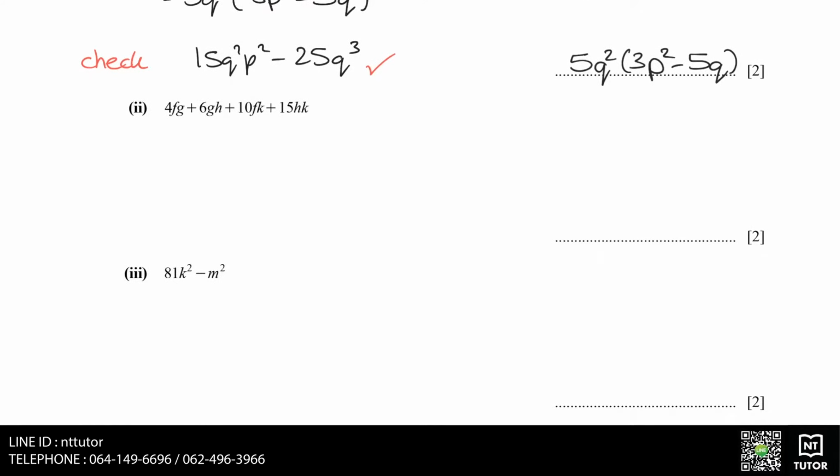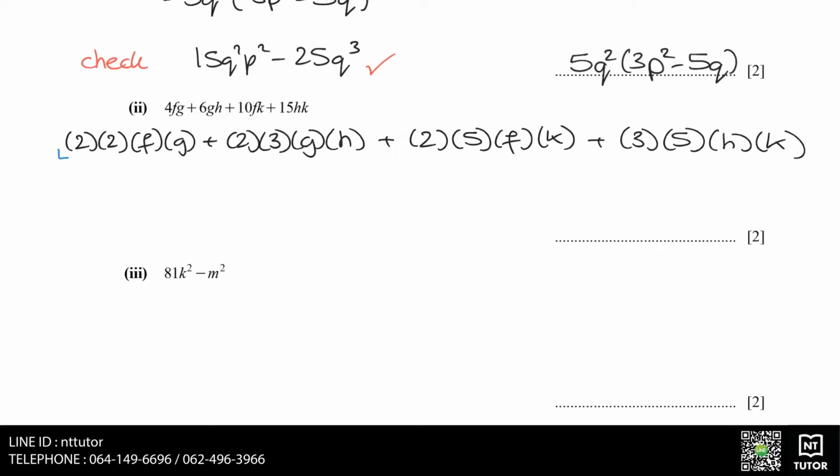Factorize completely 4fg + 6gh + 10fk + 15hk. Again, this is not a quadratic, so we will be factorizing by taking out the common factors the terms have. When there are 4 terms, we will do them in pairs. When we write out all the factors of all the terms, we can see that from the first 2 terms, they have 2 and g in common. This means that we can take 2g outside the bracket, and what's left inside the bracket is the remaining terms, which is 2f + 3h.